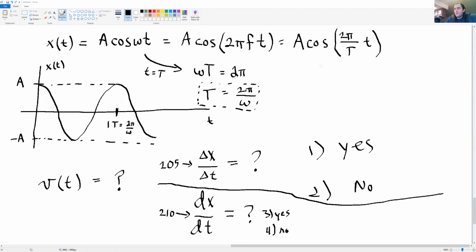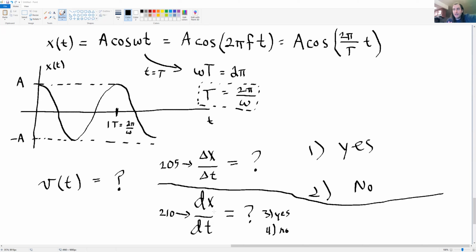So those of you who answered 2, you're correct. Delta x over delta t will not work. But I'm actually quite surprised that those of you who are in the calculus class are answering 4. dx by dt will always work. You will never use dx/dt and get the wrong answer unless you incorrectly calculate the derivative. If you have x of t and you take the derivative with respect to t, you will always get the velocity. So that is your problem now.